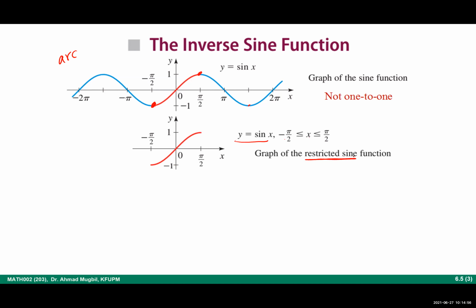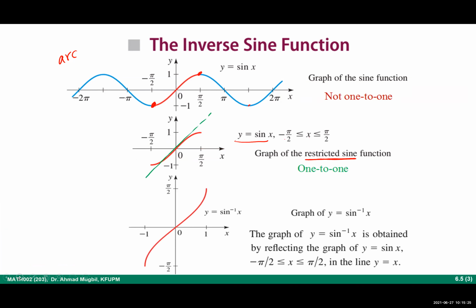Now, this function is one-to-one. If you draw any horizontal line, it will intersect it only once. So it is one-to-one. Because it is one-to-one, it has an inverse. So how does its inverse graph look? We know that the graph of the inverse is obtained by reflecting the graph on the line y equals x. If you reflect it, you will get this graph.